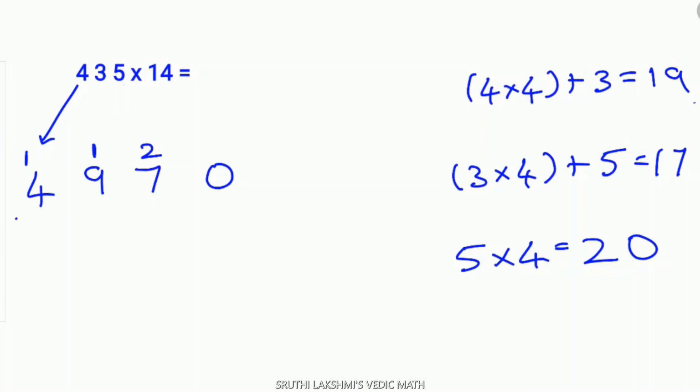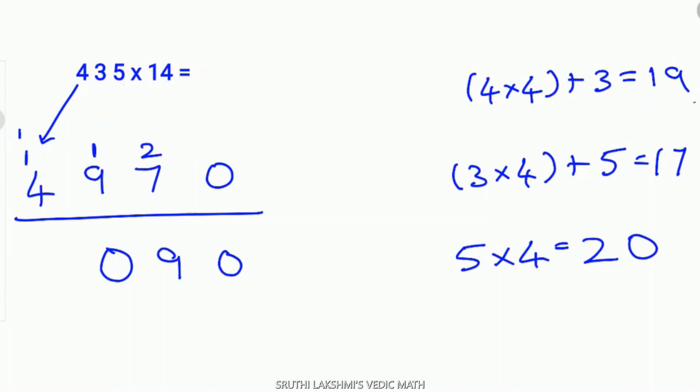Next, we add them up. So 0, 7 plus 2, 9, 9 plus 1, 10. So write down the 0 and carry another 1. 1 plus 1 is 2 and 2 plus 4 is 6. So write down the 6. So 435 times 14 is 6090.